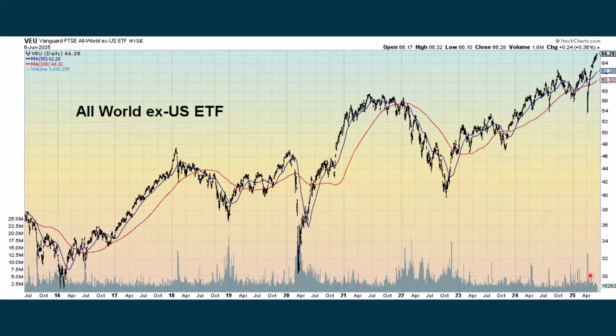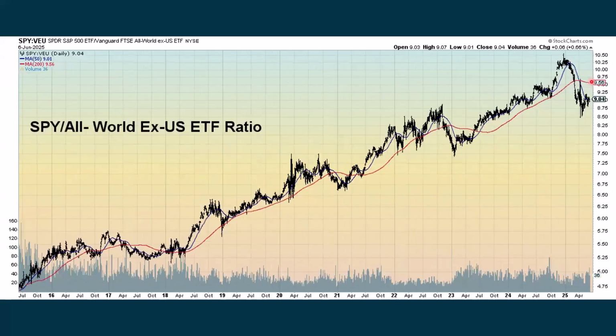All world stocks against the US, when we take out stocks from the US, they're doing pretty well. Global stocks right now are outperforming US stocks. Now, is it going to stay that way? We don't know, but they've been doing a lot better so far in 2025. Now, when we do put the US stocks back into the mix, that's when this ratio starts to go down. That means that US stocks are underperforming stocks in the rest of the world.